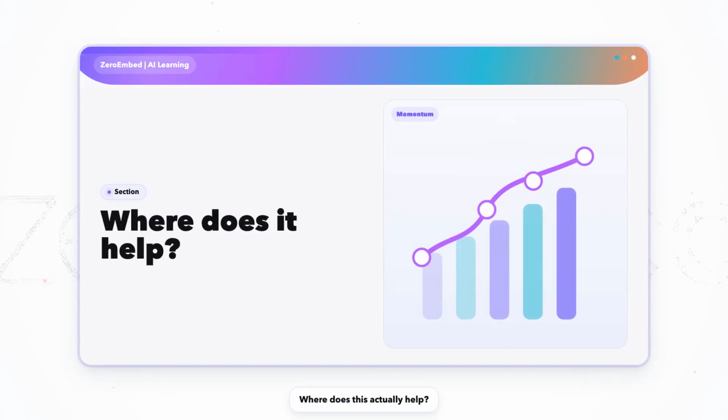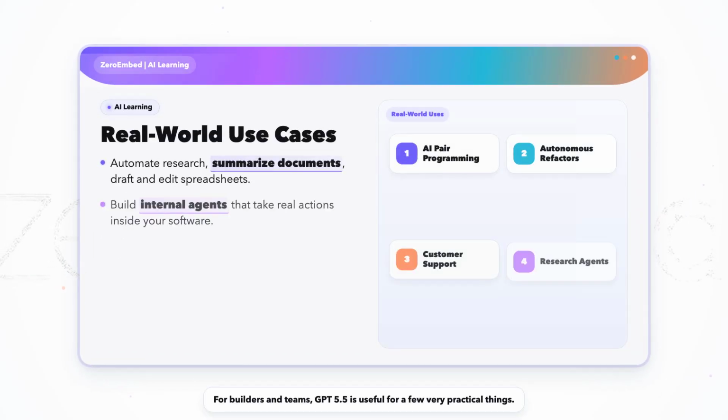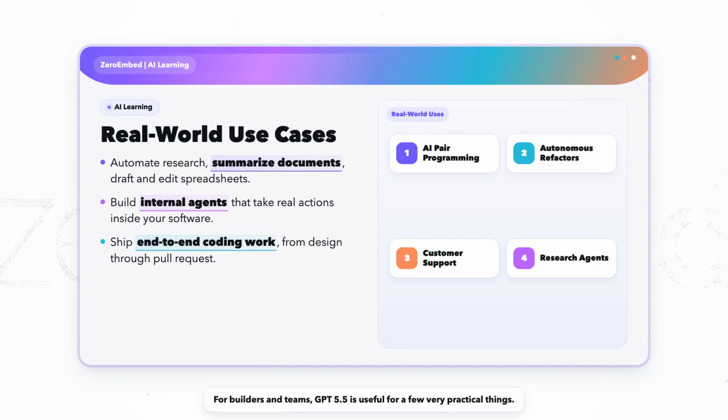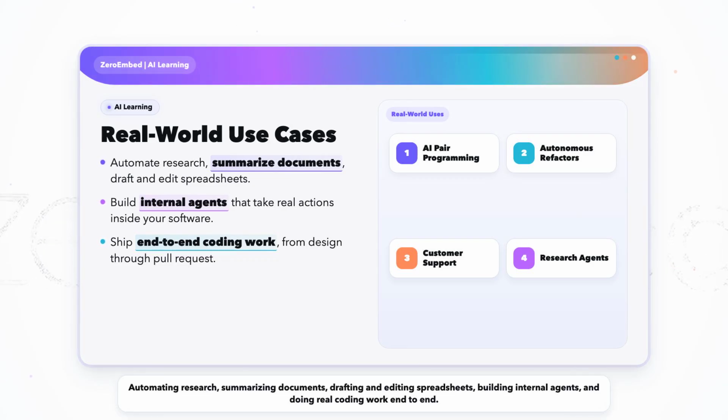Where does this actually help? For builders and teams, GPT 5.5 is useful for a few very practical things. Automating research, summarizing documents, drafting and editing spreadsheets, building internal agents, and doing real coding work end-to-end.